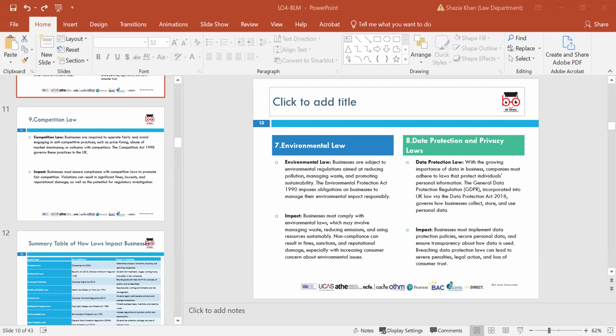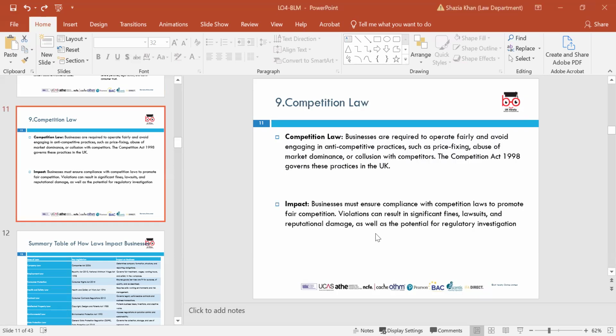Competition laws prevent businesses from engaging in unfair practices, like I mentioned, that may stifle competition. Understanding these laws helps ensure your business competes fairly in the market. Competition law is governed within the Competition Act 1998.